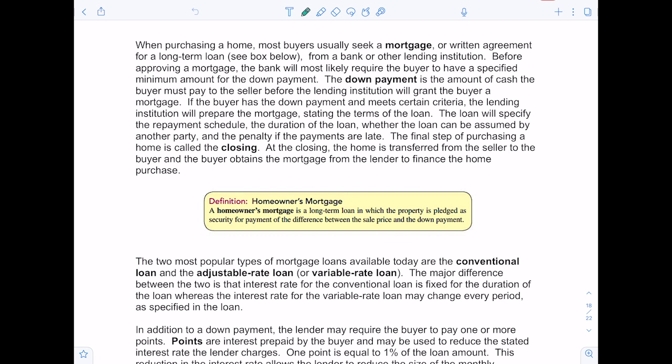One of the major words that you read about was what is a mortgage, since that's what this section covers. A homeowner's mortgage is a long-term loan in which the property is pledged as security for payment of the difference between the sale price and the down payment.